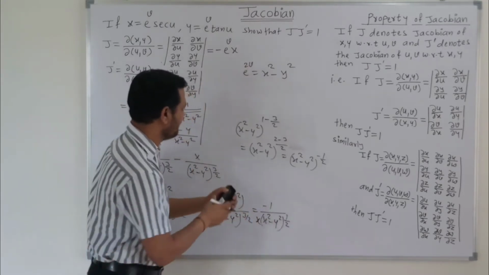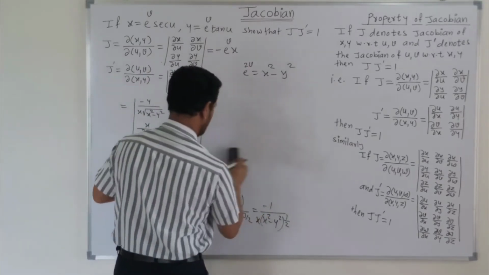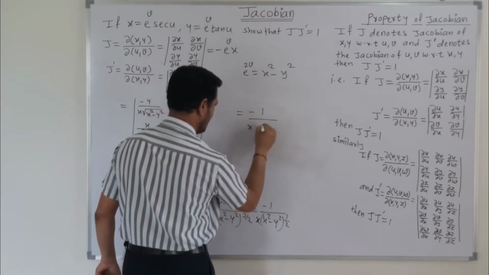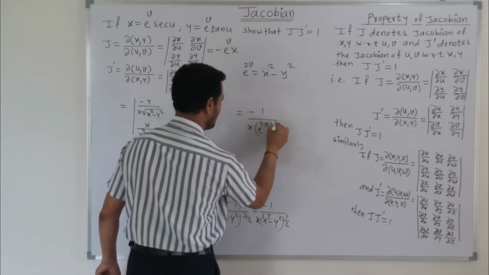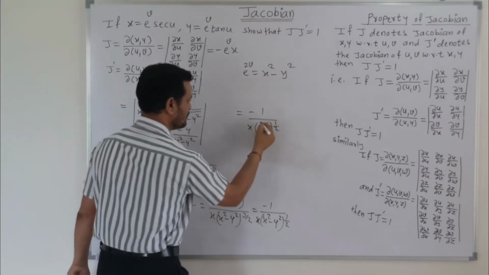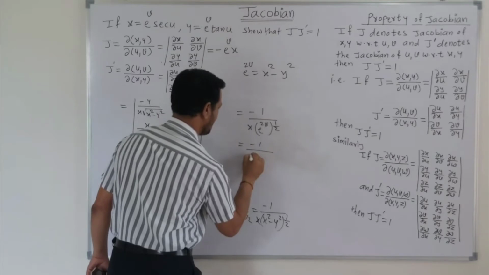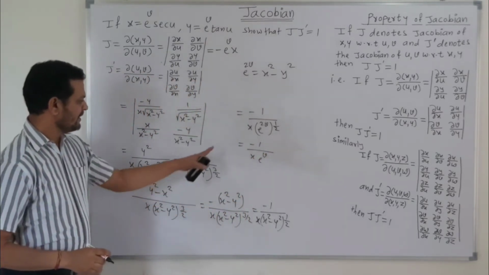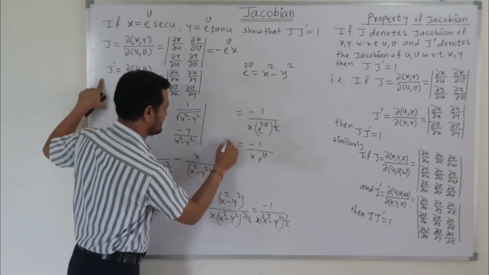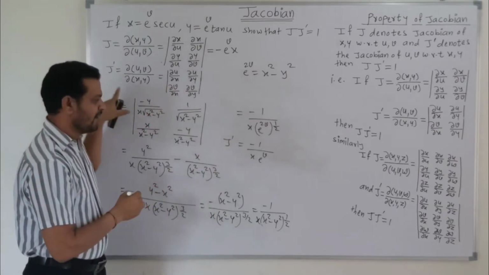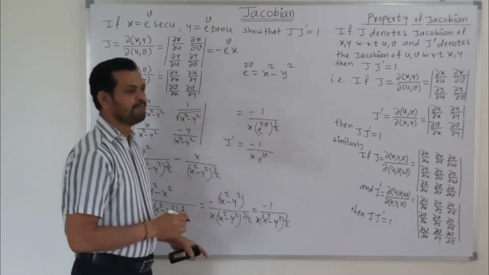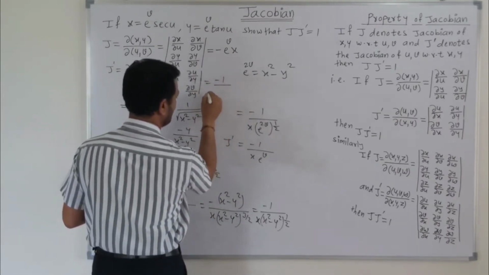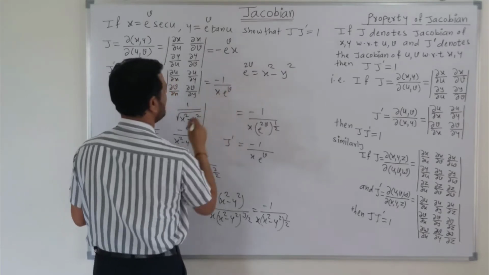Again, this is 1/2. That means if we simplify this, then we get 1 upon x, then e raised to 2v raised to 1 upon 2. So then this 2 will get cancelled, and this is minus 1 upon x into e raised to v. So in this way we get the value of z dash, which is given by minus 1 upon x e raised to v. So now let's put this value here.